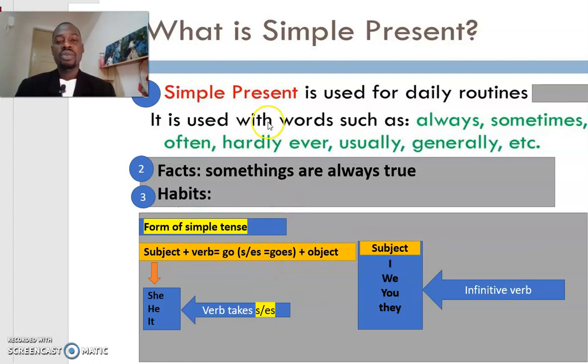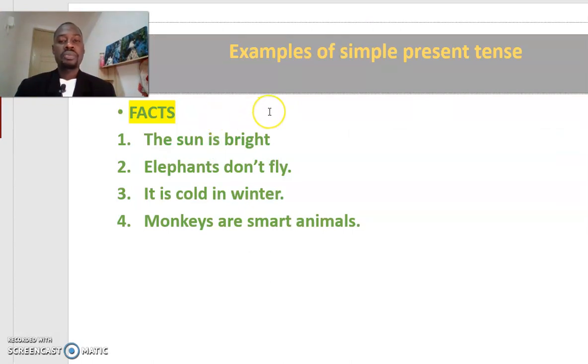So let's see more examples and the picture will be very clear for you. In the present simple tense, as I mentioned in the first slide, there are three areas. First, we use the present simple tense for routines, facts and habits. In these examples, we are going to see the facts.